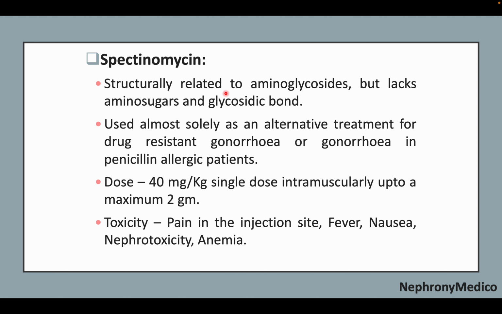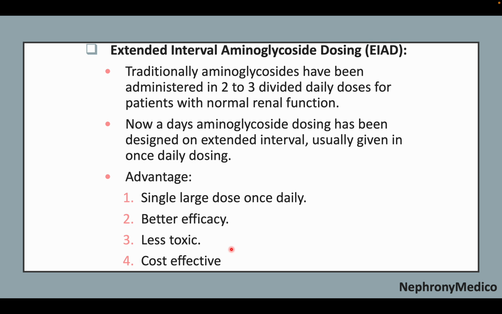Spectinomycin is structurally related to aminoglycosides but lacks amino sugars and glycosidic bonds. It is used as an alternative for drug-resistant gonorrhea or gonorrhea in penicillin allergic patients. The toxicity includes pain at the injection site, nephrotoxicity, and anemia.